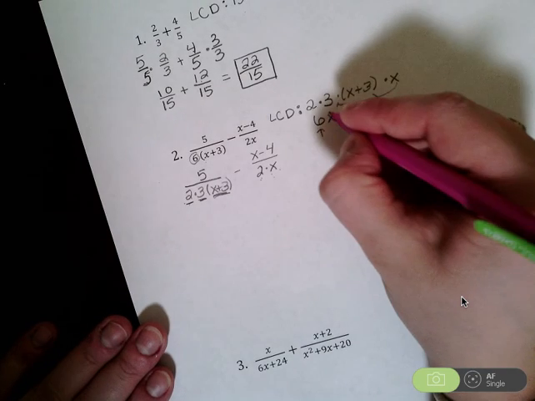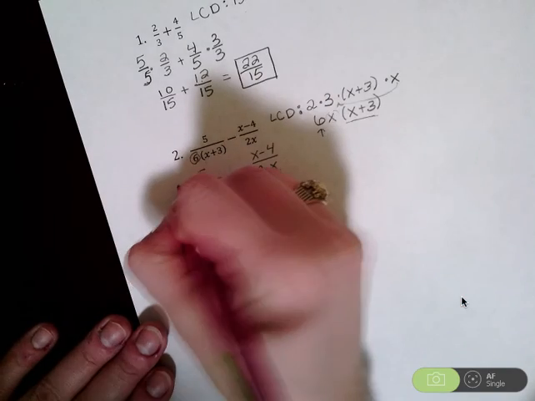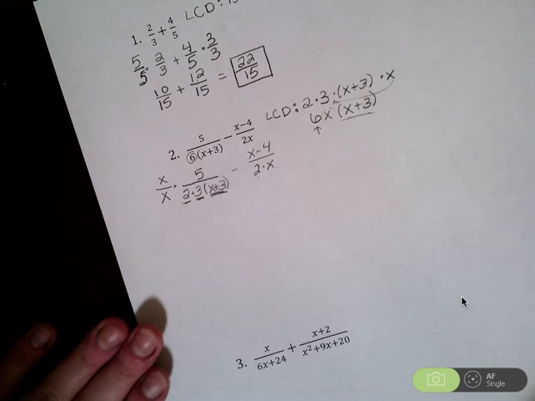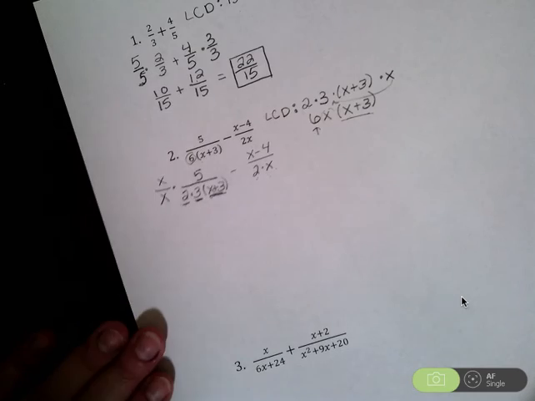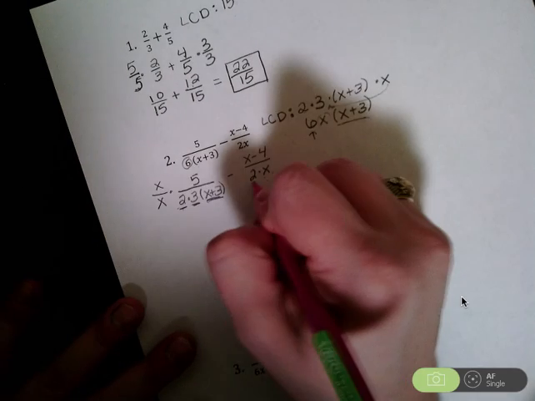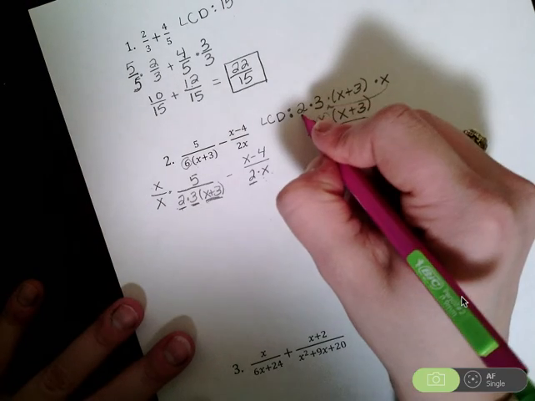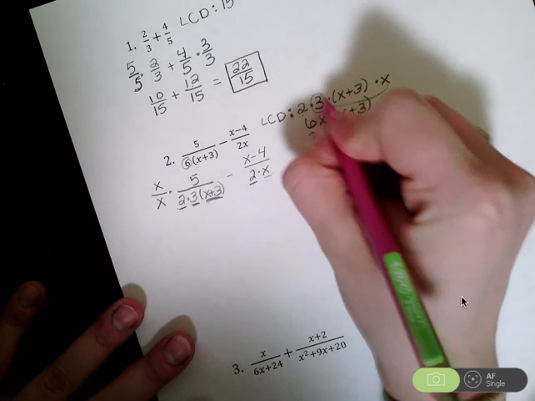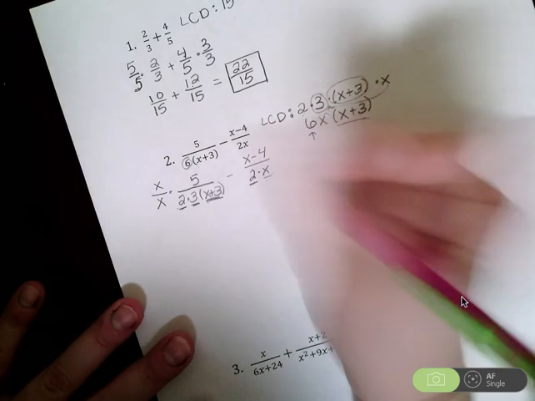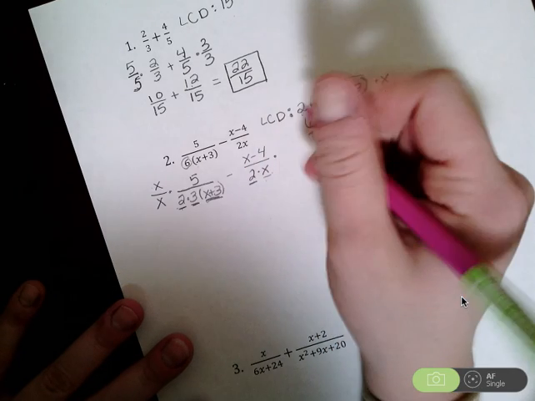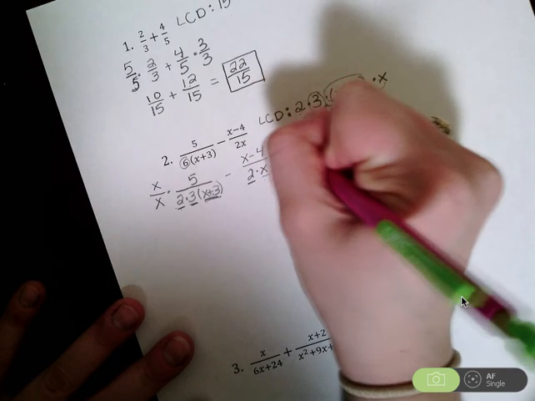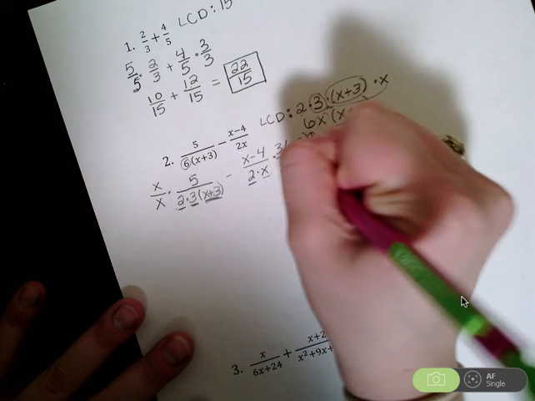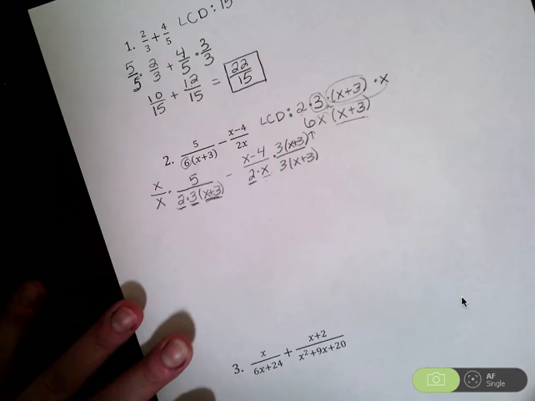The only thing we're missing is the x in this first one. So we're going to multiply the numerator and the denominator by an x in the first fraction. In the second fraction, we already have taken care of the 2, so that's good. We have the x, which is good. So we're missing the 3, and we're missing the x plus 3. So we're going to multiply the second fraction by 3 times x plus 3. And what you've got to remember is what you do to the top, you must do to the bottom.